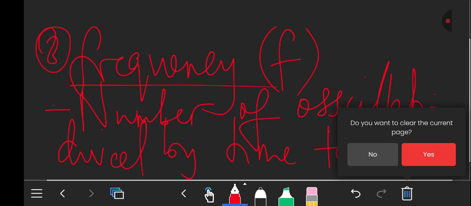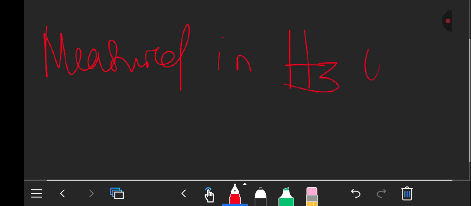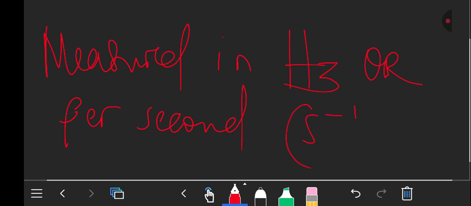What is used to measure frequency? This frequency we are talking about is measured in hertz, or in per second. Seconds to the power -1, that is per second, or in hertz.